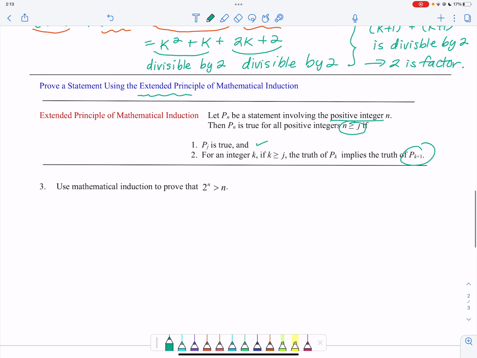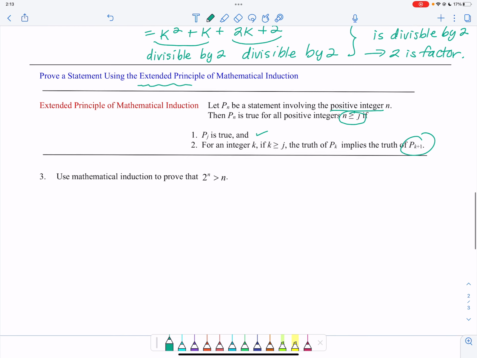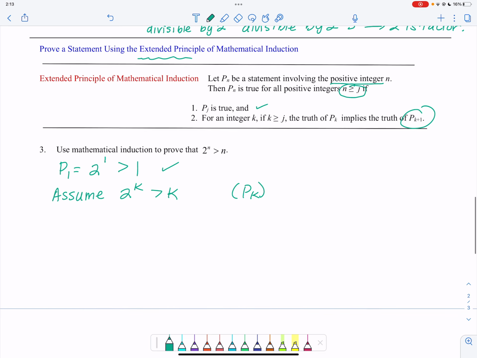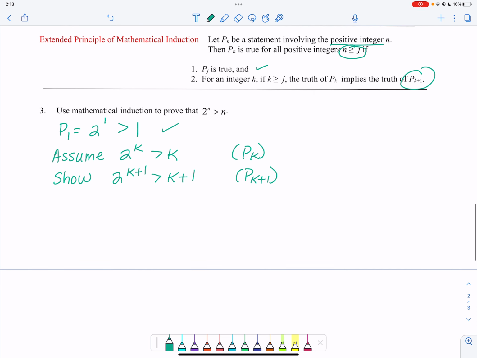So let's take a look at this. The first thing we're going to say is that P sub 1 is equal to 2 to the first power, which is greater than 1. And now we're going to assume 2 to the kth power is greater than k. And this is our P sub k. And now we will show that 2 to the k plus 1 power is greater than k plus 1. And this is our P sub k plus 1.